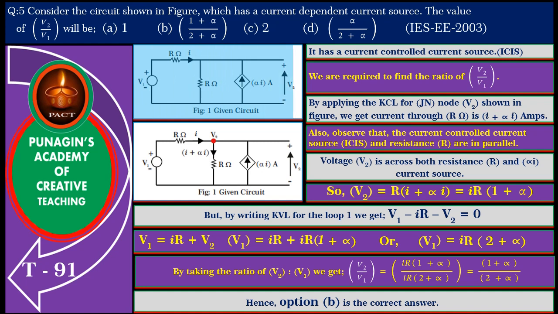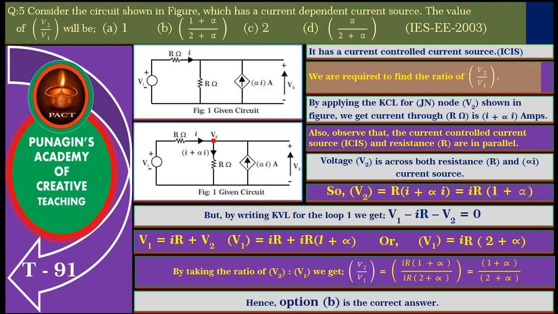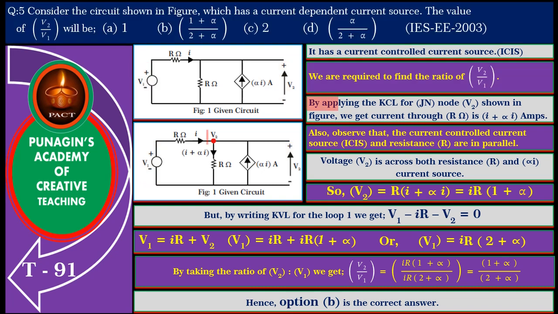Friends, observe the given network. It has a current controlled current source and we are required to find the ratio of V2 to V1. By applying the KCL for junction node V2 shown in figure, we get current through R ohm is I plus alpha I amperes. Also, observe that the current controlled current source and resistance R are in parallel and voltage V2 is across both the resistance R and alpha I current source as shown.